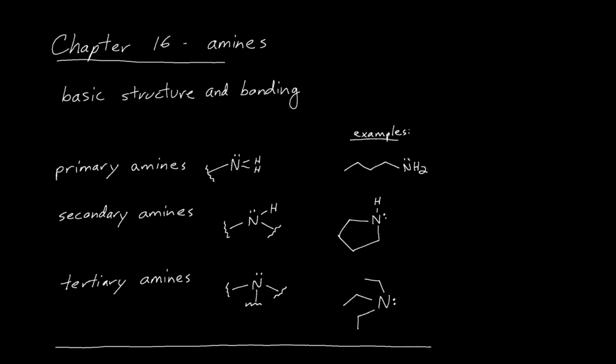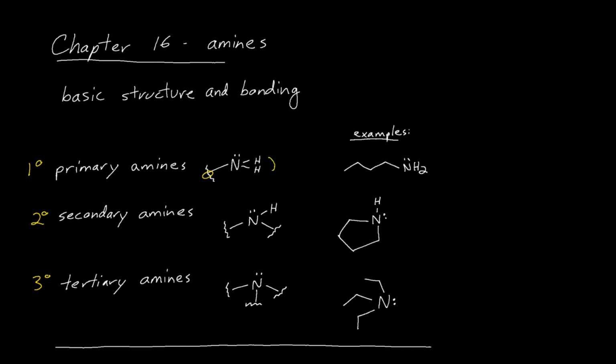So this is a shorter topic. Just to review the basic structure and bonding of amines. If you remember, amines have primary, secondary, and tertiary structures, and these can be abbreviated like this: primary, secondary, tertiary. Primary amines basically are an amine group connected to a carbon, but only one carbon group. The others, notice, are hydrogens.